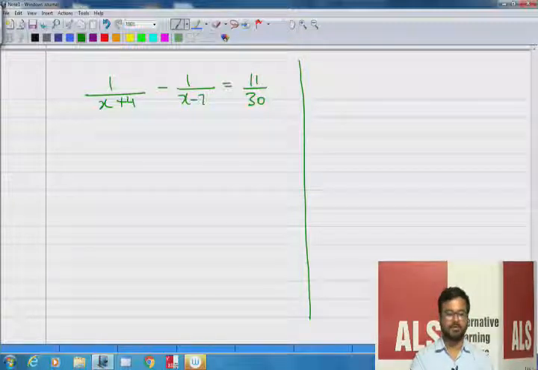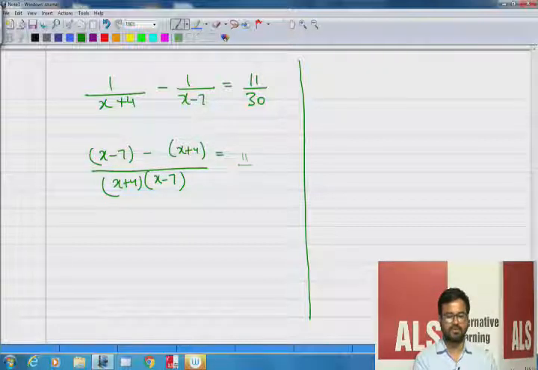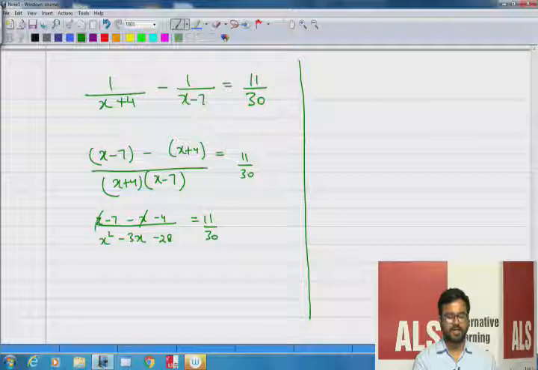That's correct, perfect. So you can take the LCM over here, x plus 4 into x minus 7, and now this x plus 4 will cancel out. So it will be x minus 7 minus of x plus 4 is equal to 11 by 30. Then x minus 7 minus x minus 4 over, when you multiply this out, x square minus 7x plus 4x, it is minus 3x minus 28, is equal to 11 by 30. This x and minus x will cancel out, and minus 7 and minus 4 will become minus 11.